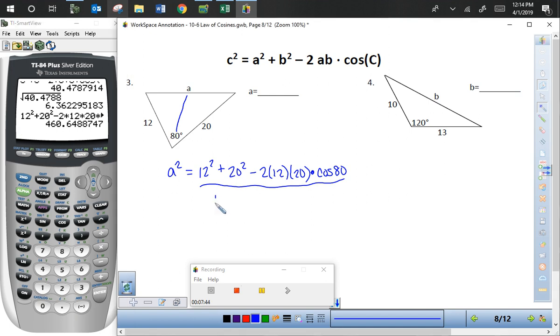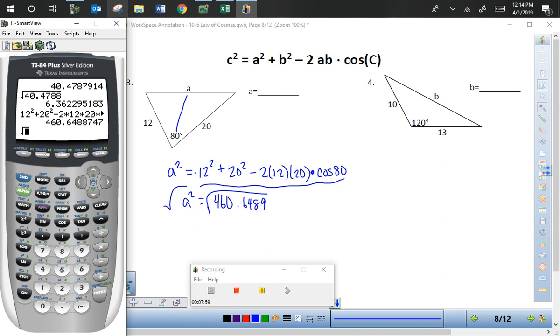So we've got 460.6489 with rounding there. But remember, that's a squared. That's way too big to be on this triangle. We have to take the square root of that to get our final answer, which is about 21.5.